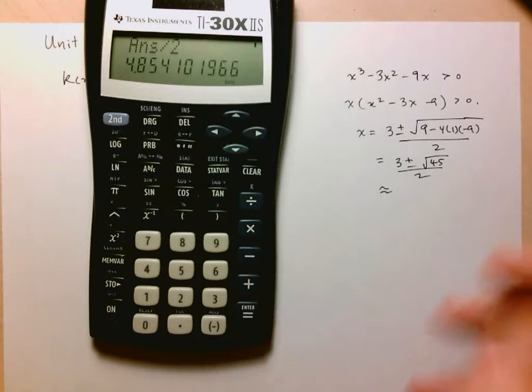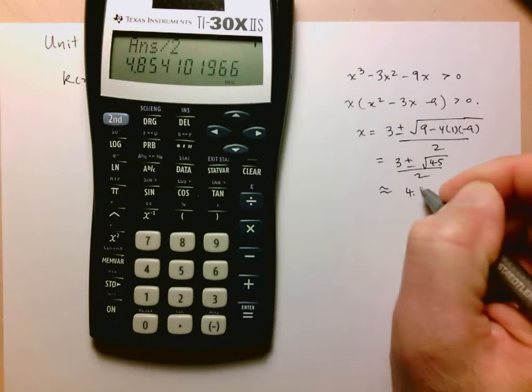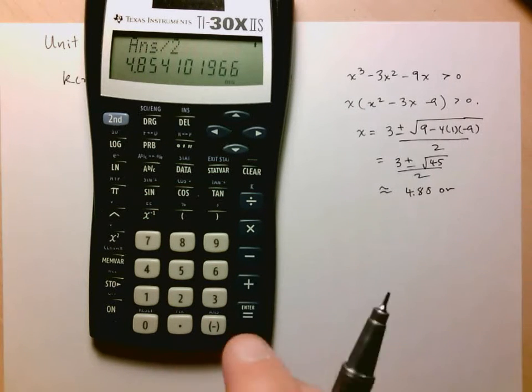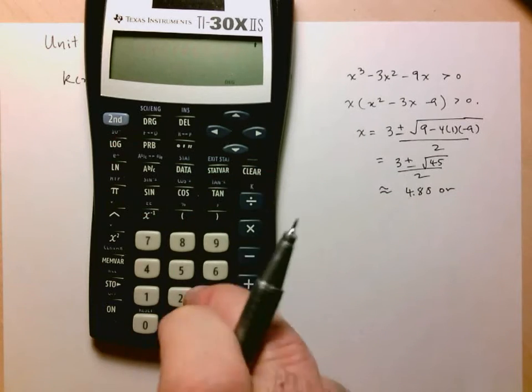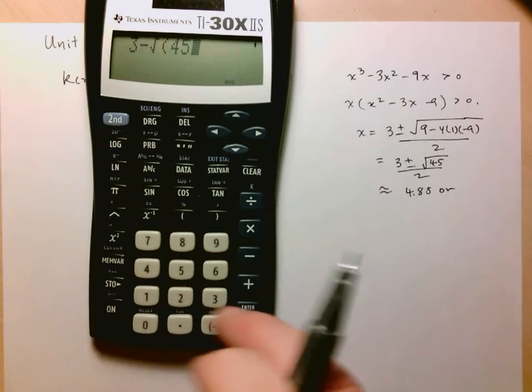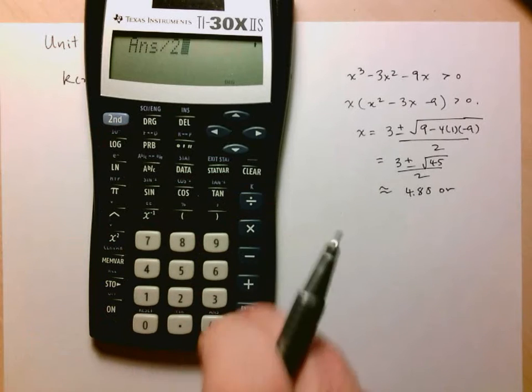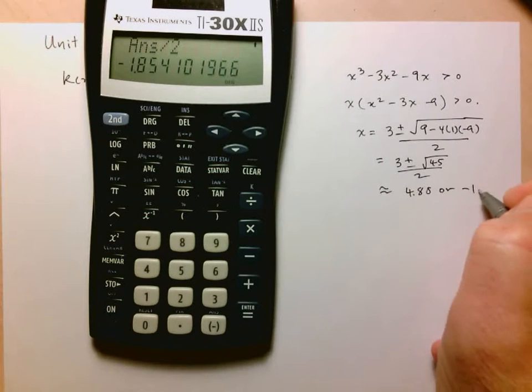Okay, and that's approximately equal to, let's do this here, 3 plus the square root of 45 divided by 2, so we've got 4.85, or 3 minus the square root of 45 divided by 2, which is negative 1.85.